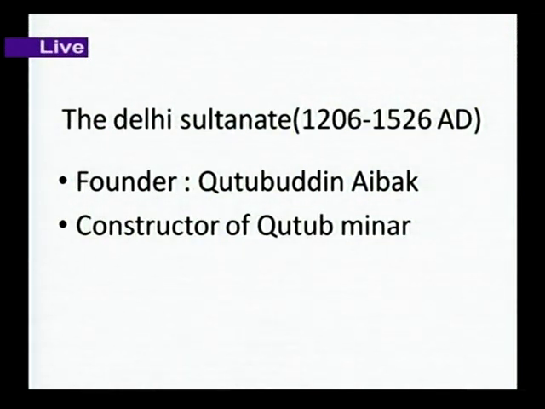Then we have the Delhi Sultanate. Among the Delhi Sultanate, we had many dynasties who ruled. So, the period of the Delhi Sultanate is 1206 to 1526 AD. This Delhi Sultanate was founded by Qutbuddin Aibak. After him, we had many dynasties like the Lodi dynasty and other dynasties. Qutbuddin Aibak constructed the Qutub Minar, which is there near Delhi.